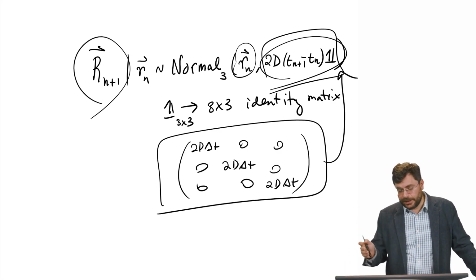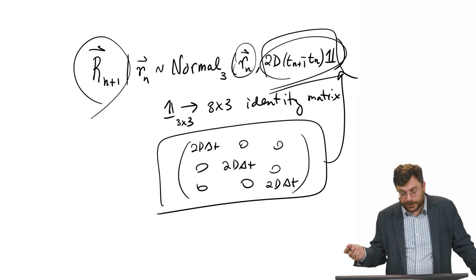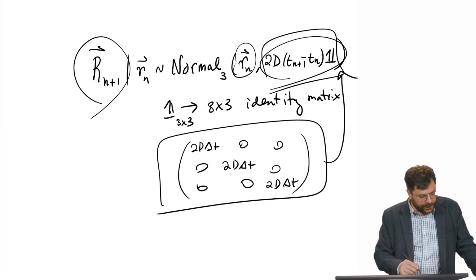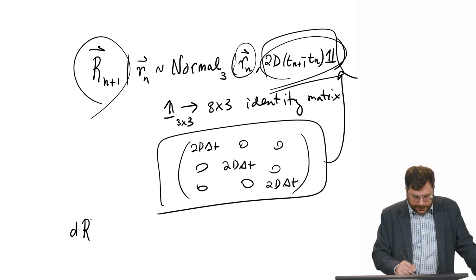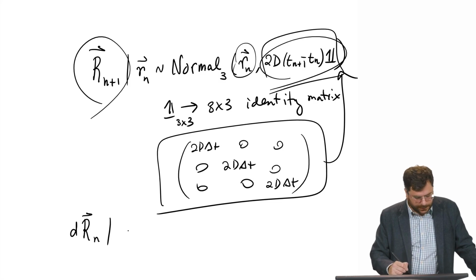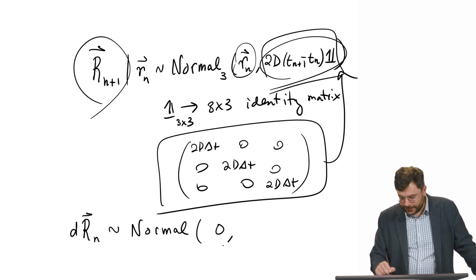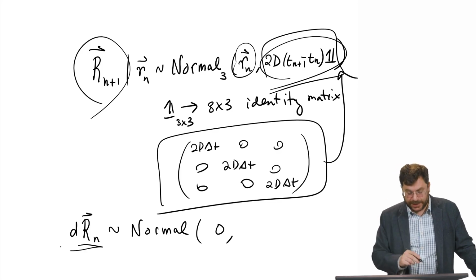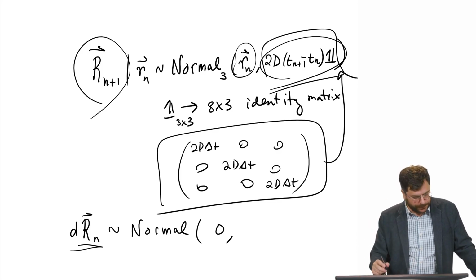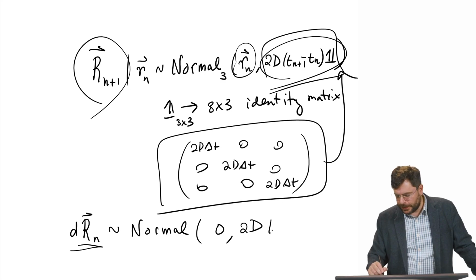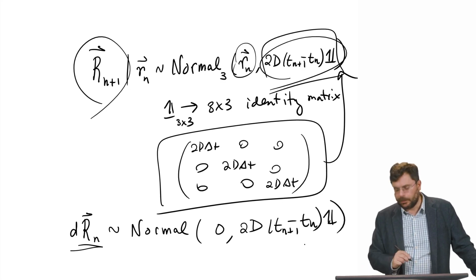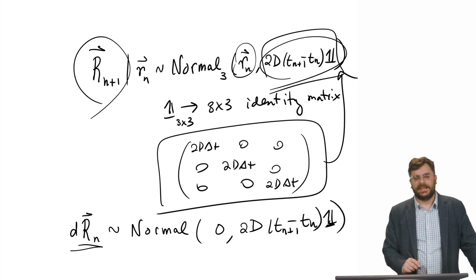What if I have increments? Well, you might not be so surprised that I'm going to rewrite it as delta Rn, not conditioned on anything, drawn from a normal distribution that's now centered at 0 because I'm only looking at changes from my previous position. However, with the same variance that I had before, Tn plus 1 minus Tn multiplied by the identity matrix.